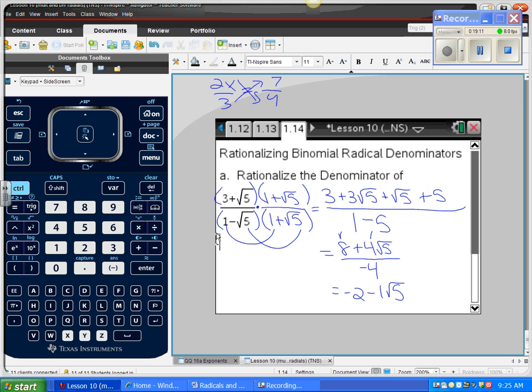Are we okay? These are really important. These always show up at least 2 problems on the Regents. At least, okay? Got to know how to do this.